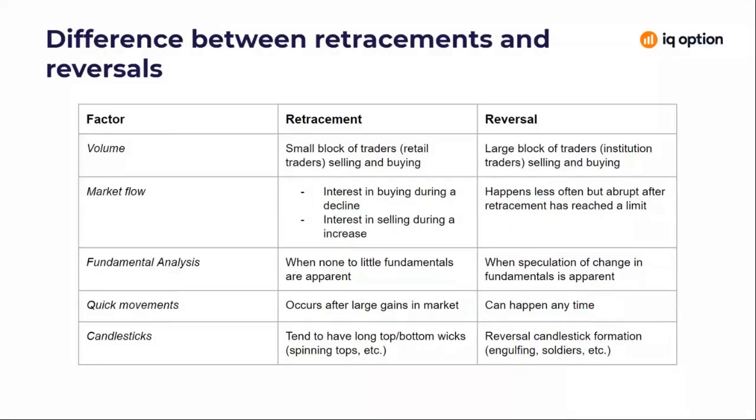Candlesticks. Now, with observing retracements, the candlesticks tend to form long top and bottom wicks, such as spinning tops. I think I've added an example with the spinning top for the retracement section. So looking at the candlestick formations during retracements, formations such as the spinning top tend to occur. So when you have candlesticks with long top or bottom wicks, it tends to lean that it will follow the retracements.